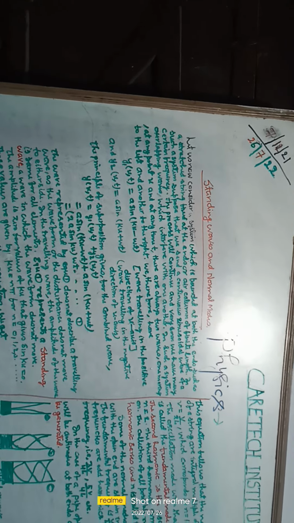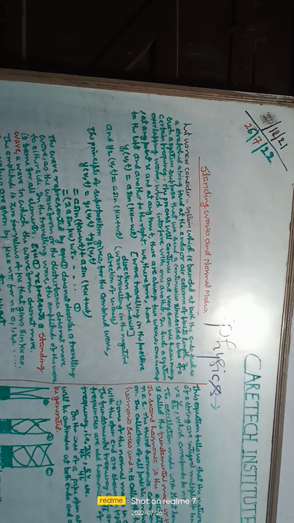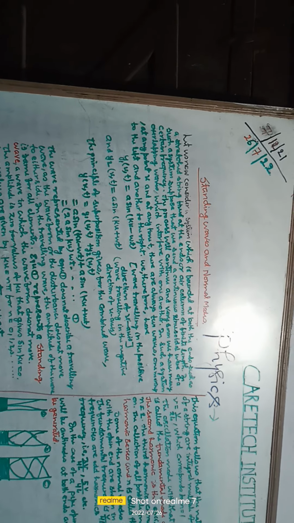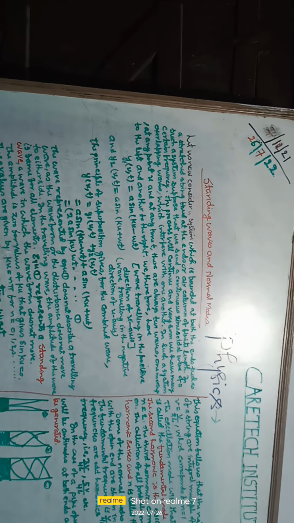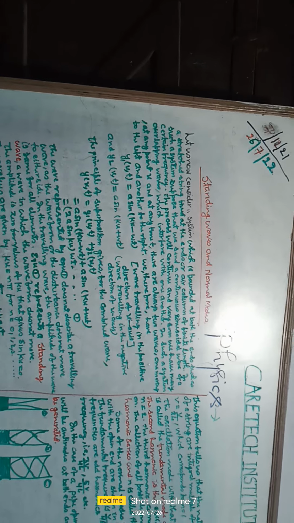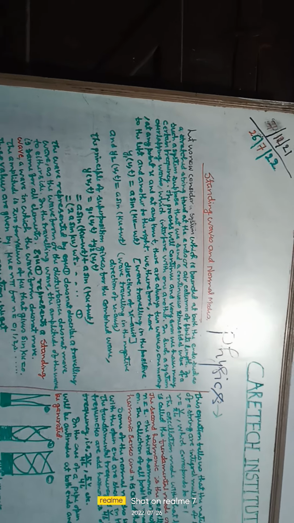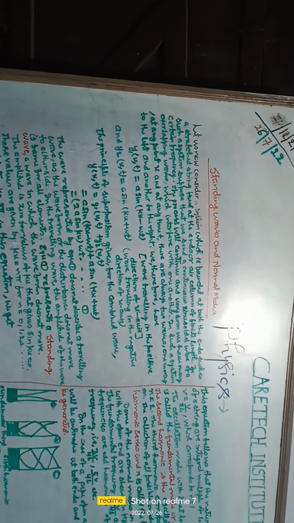The principle of superposition gives for the combined wave y(x,t) = y1(x,t) + y2(x,t) = a sin(kx - ωt) + a sin(kx + ωt) = 2a sin(kx) cos(ωt). That is equation number 1.